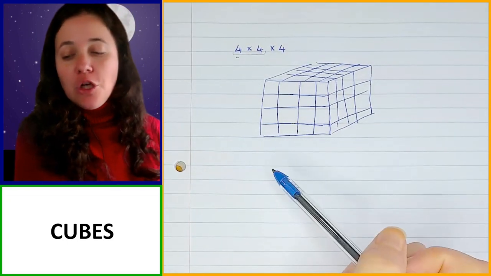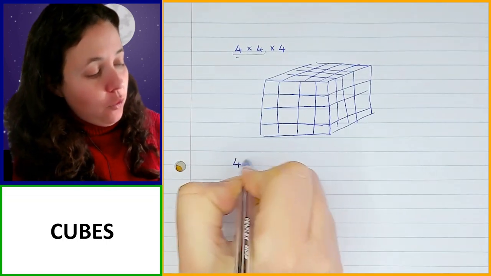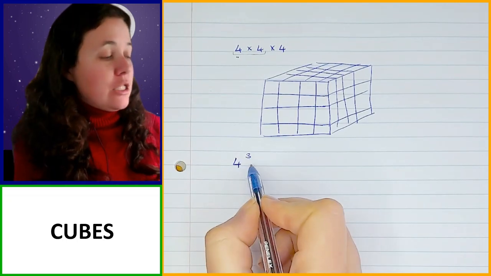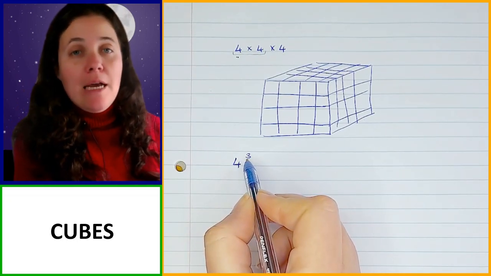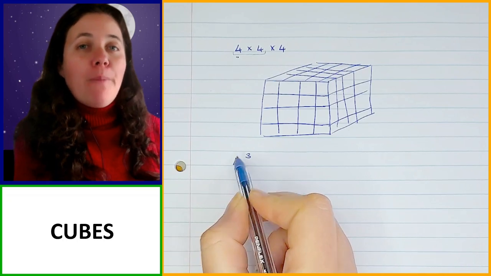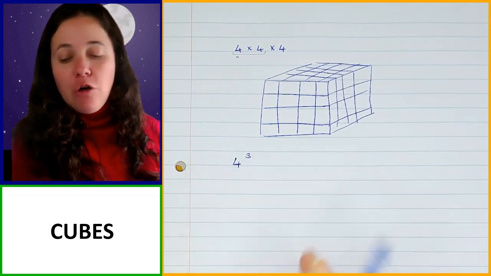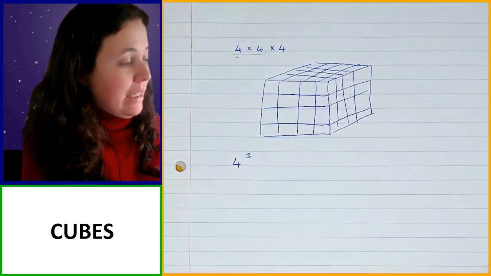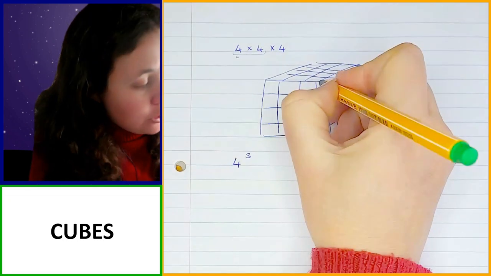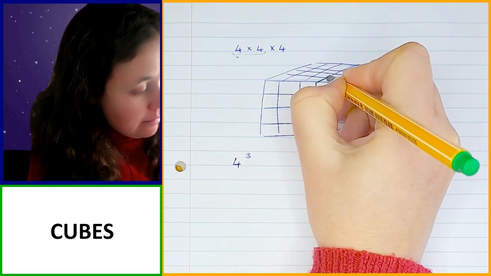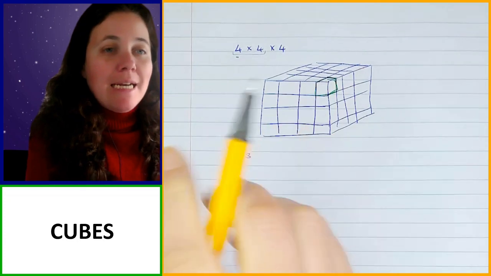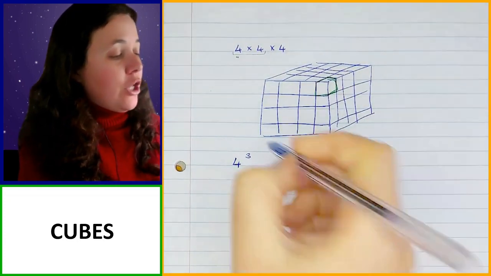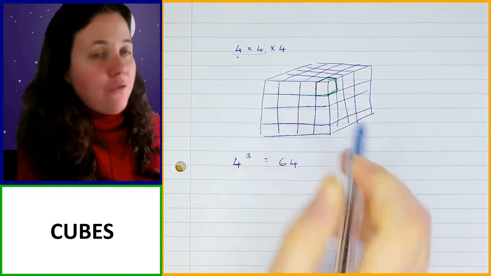Okay, so this can be written as 4 cubed like that. We say 4 cubed, this 3 over here is our exponent. And we could also say that it's 4 to the power of 3. So over here we've got 4 cubed. And if you were to calculate how many little blocks there are, how many tiny little cubes there are, if you were to count all of them, you would end up with 64. So 4 cubed is equal to 64.